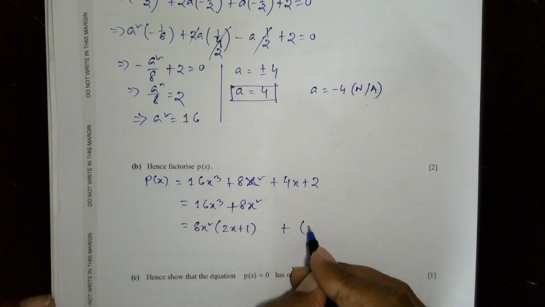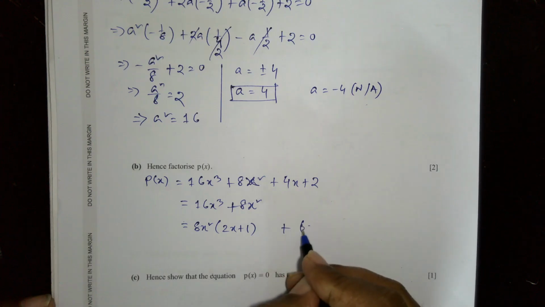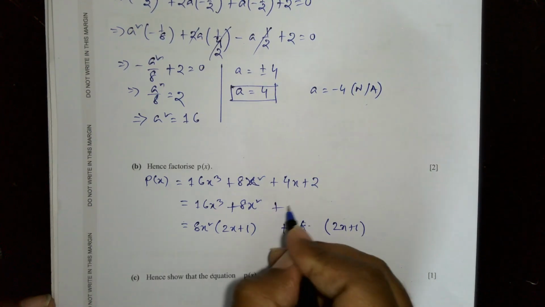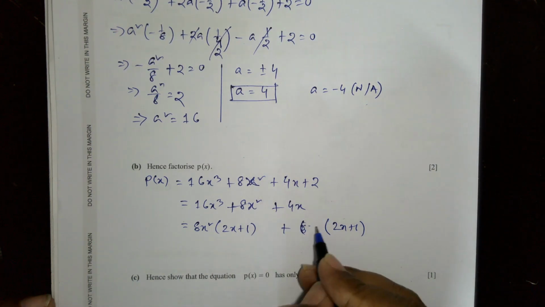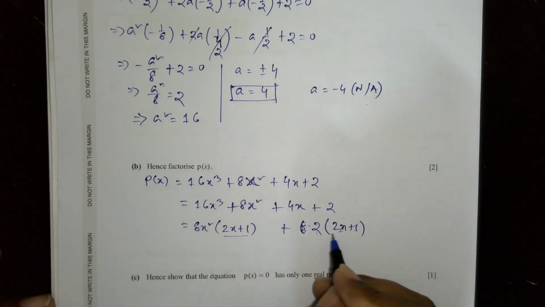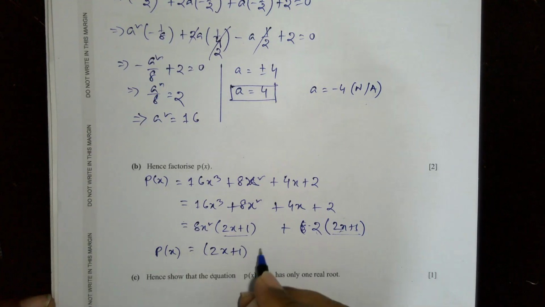Now I need only the second term, so it will be like this. Again 2x plus 1. Here we need 4x. In order to get 4x, what do we need to multiply with? We need to multiply this factor with 2. So I will get 4x and then plus 2. Now we have 2x plus 1 and 2x plus 1 as a common factor. Taking it out, I can write p(x) is equal to 2x plus 1 times 8x squared plus 2.